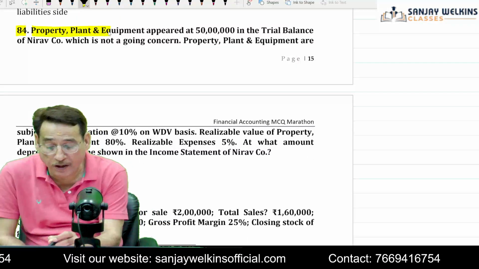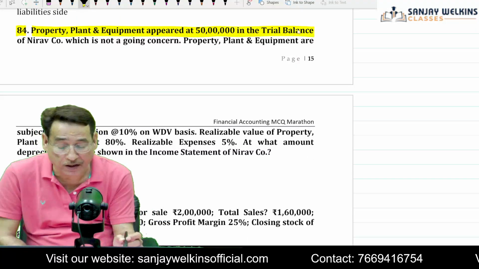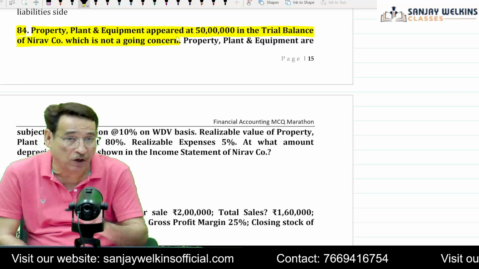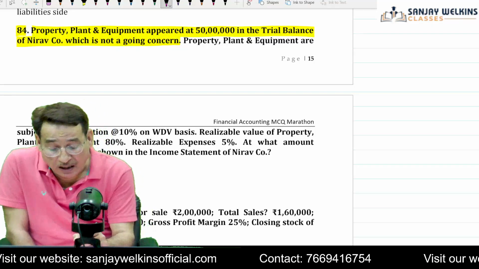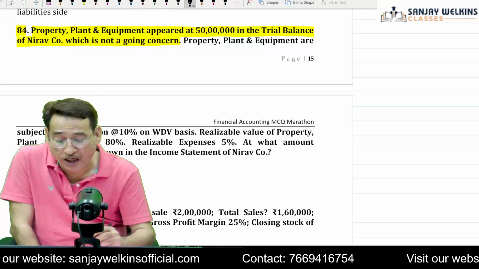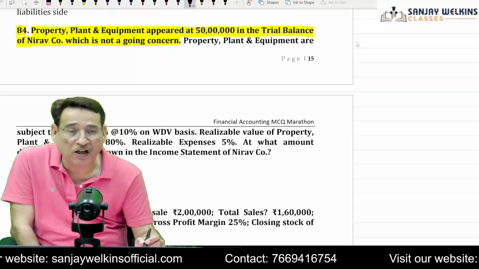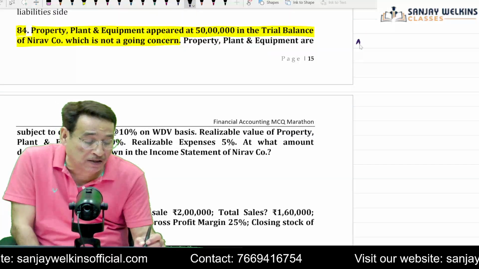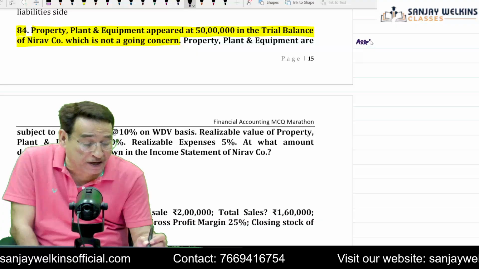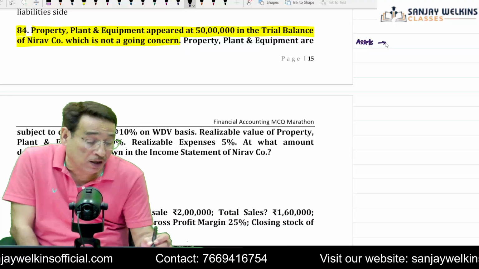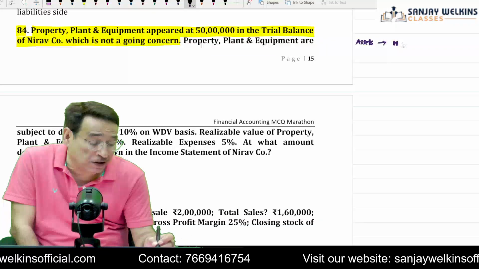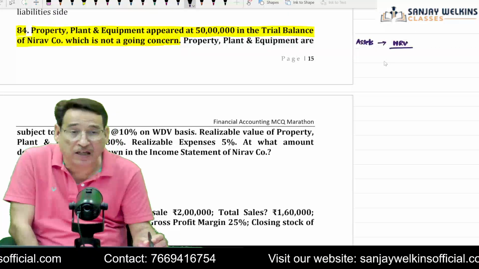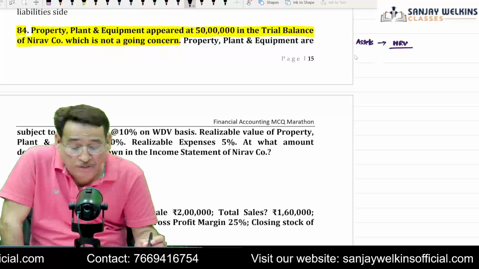84. Property, plant and equipment appeared at 50 lakh in the trial balance of Nirav company, which is not a going concern. Under accounting standard 1, actually, we have talked about this particular fact that if you are not a going concern, then all the assets must be reflected at net realizable value. If an entity is not a going concern, then it must reflect the asset at net realizable value.